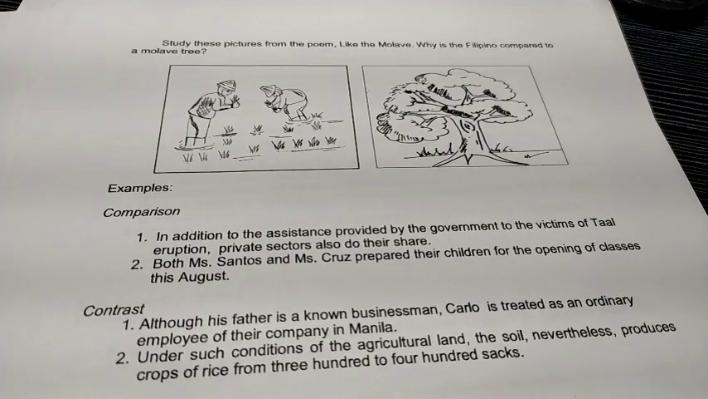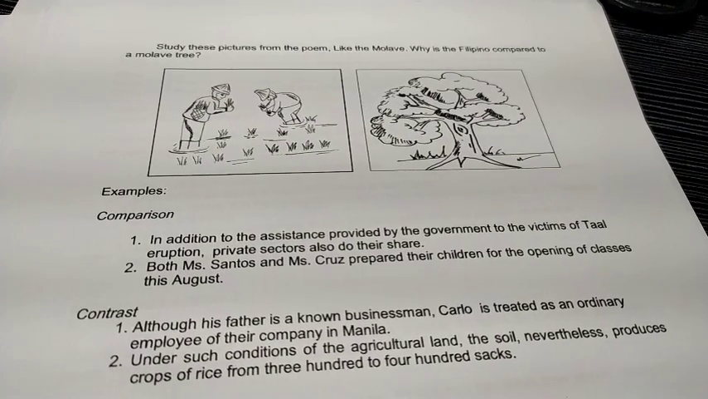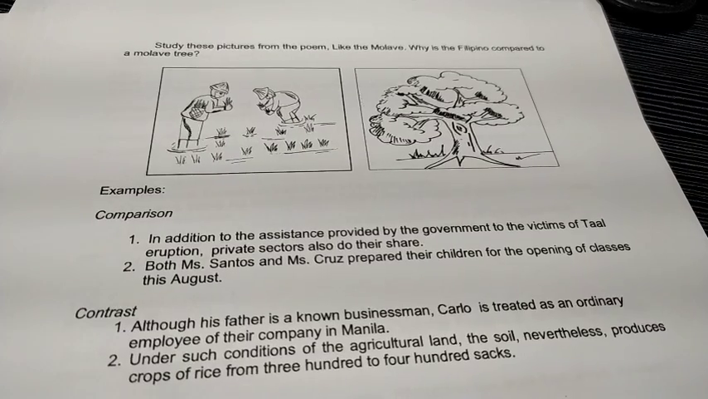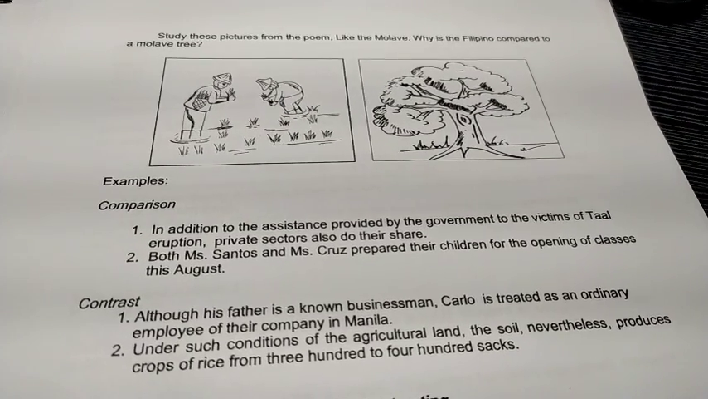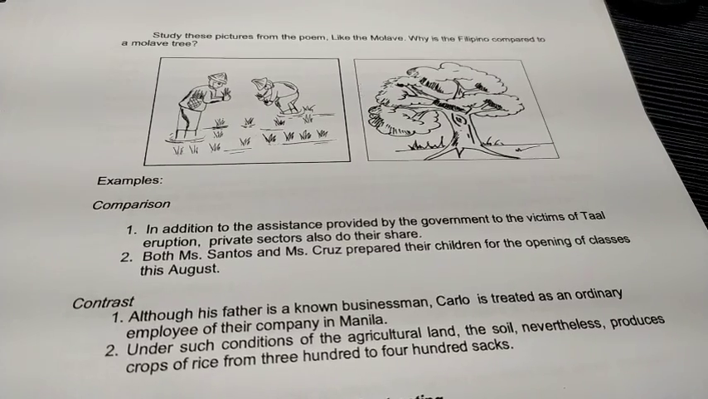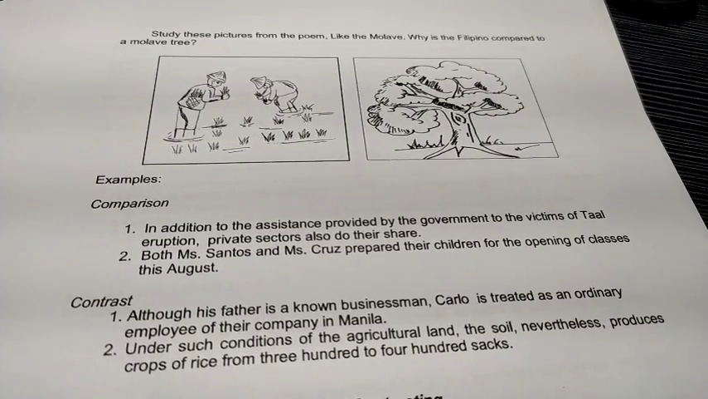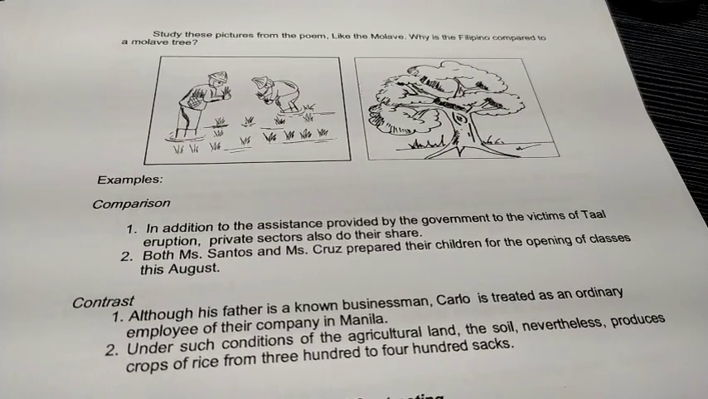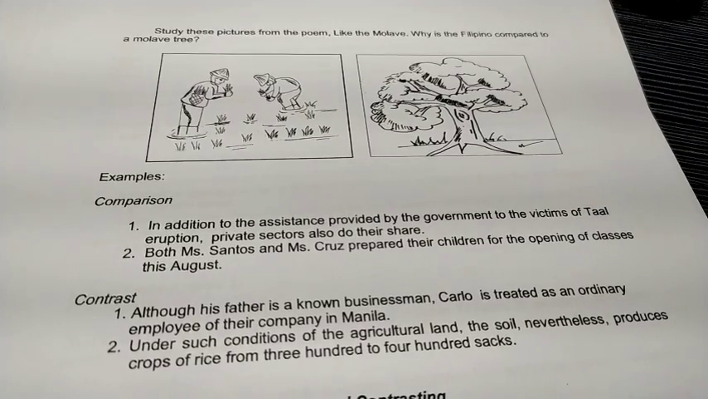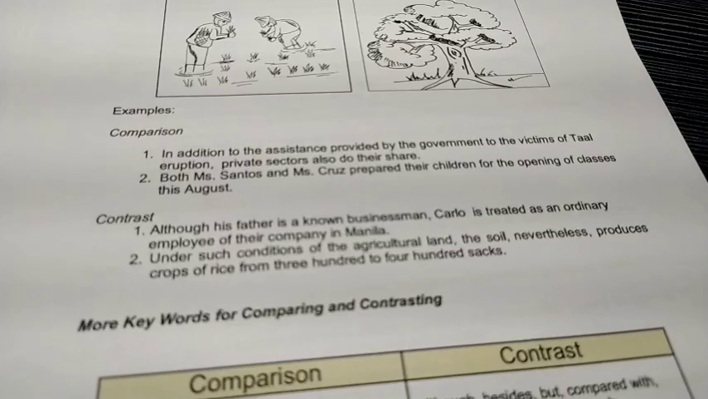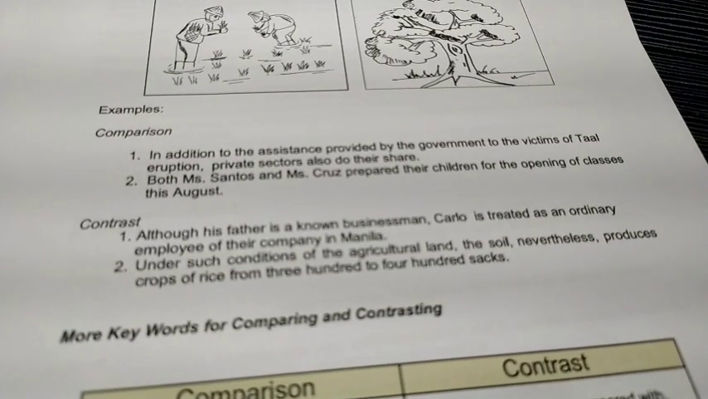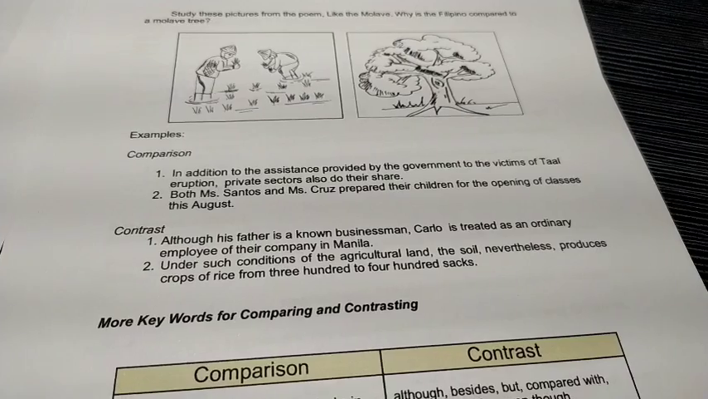In number 2, both Miss Santos and Miss Cruz prepared their children for the opening of classes this August. So they are different persons, different people, but still they have a resemblance or similarity, which is they are preparing their children for the opening of classes. I hope it's clear. Comparison is showing more on resemblances.